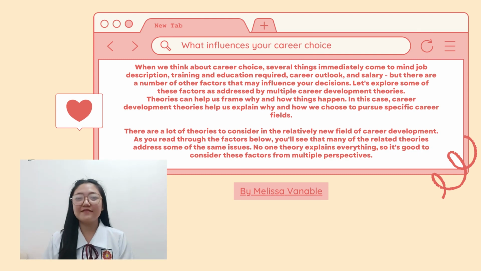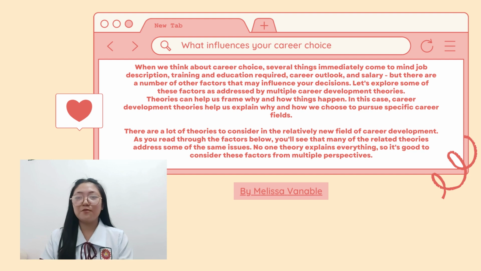By Melissa Venable. When we think about career choice, several things immediately come to our mind. Job description, training and education required, career outlook, and salary. But there are a number of other factors that may influence your decisions. Let's explore some of those factors as addressed by multiple career development theories.